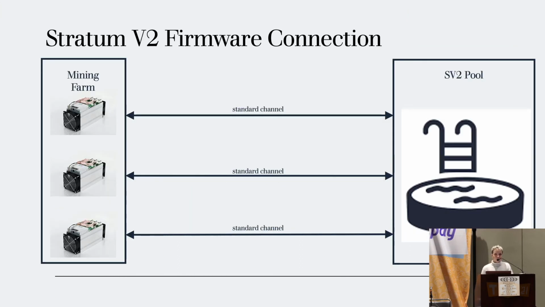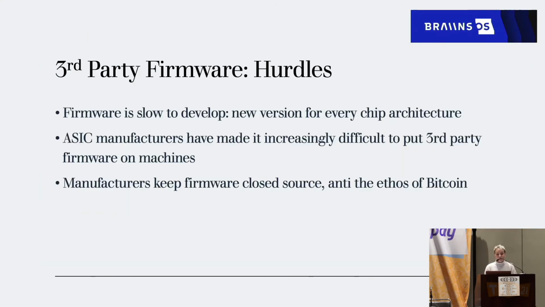So looking at the high-level architecture of how the Stratum V2 firmware would connect to the pool, we see that just like with Stratum V1, each ASIC has an independent connection to the pool. And perhaps you're wondering, okay, if this is exactly the same as Stratum V1, then what's the holdup with adoption? And that's because of a few things.